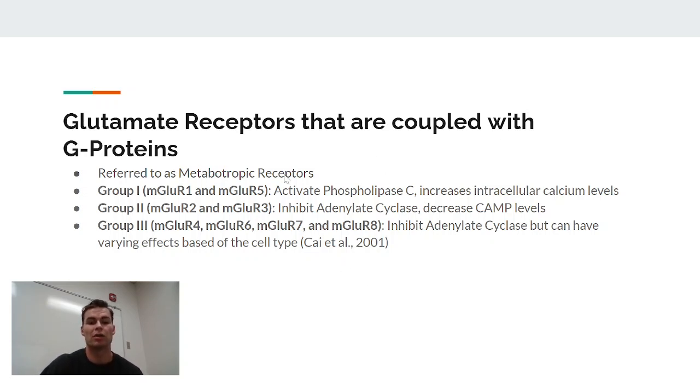These are referred to as metabotropic receptors. Group 1, again, we're going to go into more detail on these on the next few slides, but group 1 metabotropic receptors are going to activate phospholipase C, which is in turn going to increase intracellular calcium levels. Group 2 and group 3 do pretty much the same thing. They inhibit adenylate cyclase, which is going to decrease cAMP levels, which is a secondary messenger, which we're going to talk about in the next few slides. But group 3 is just a little different because it can have varying effects based on the cell type, where group 2 is pretty uniform across all cell types.